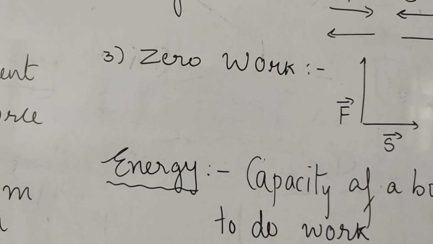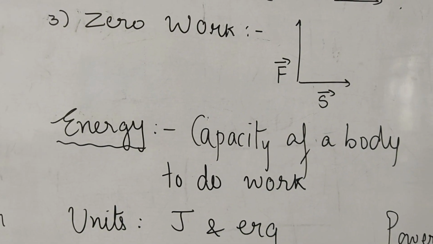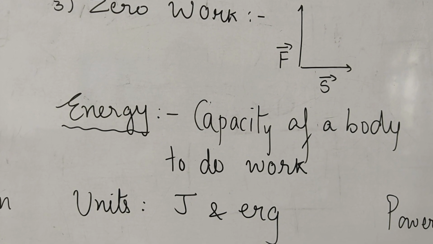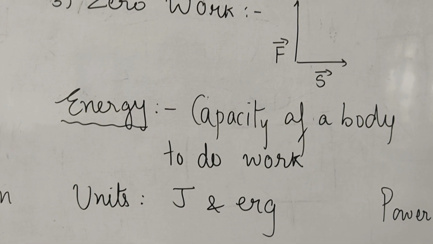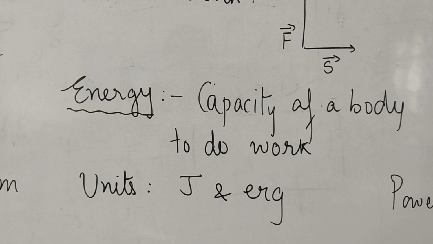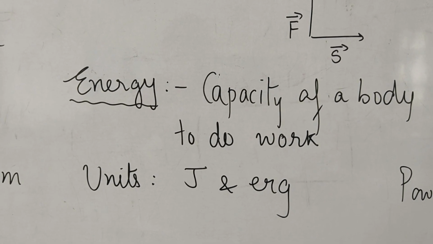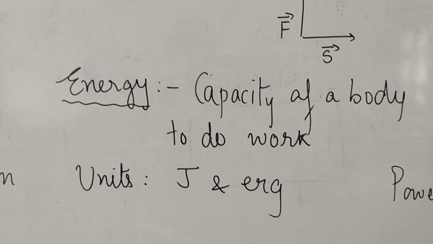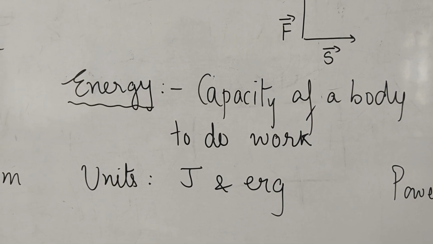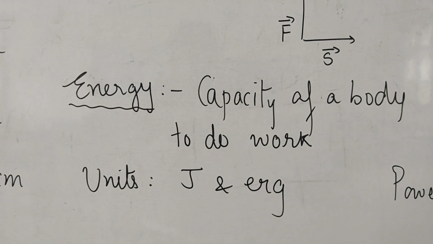Now, let us see what is energy. Energy is defined as the capacity of a body to do work, and it is equivalent to work. Work and energy both are scalars and they have similar units. The SI unit of energy is Joule and the CGS unit is erg. You can define 1 Joule of energy as the energy required to do 1 Joule of work, and similarly, we can define 1 erg also.